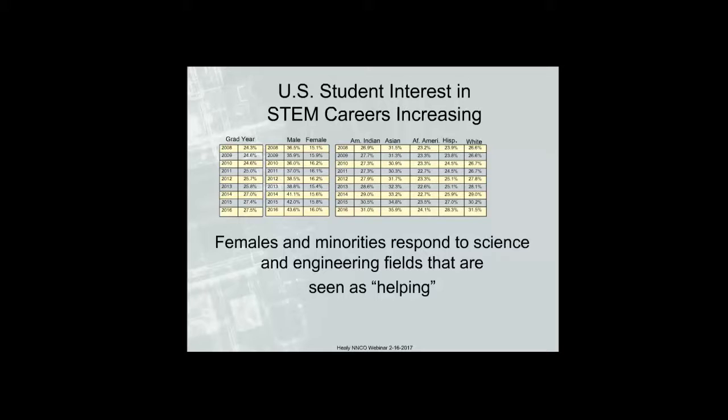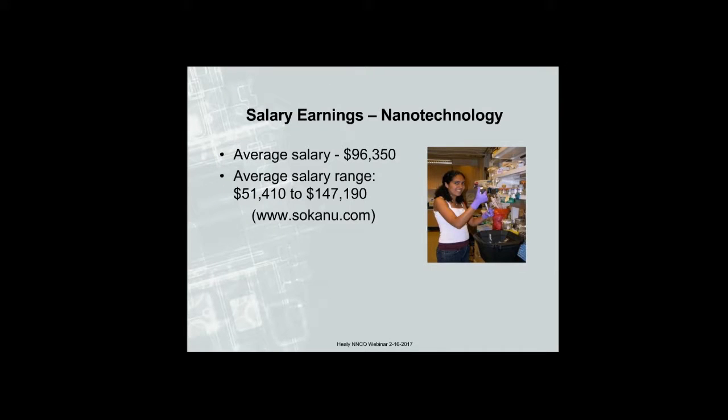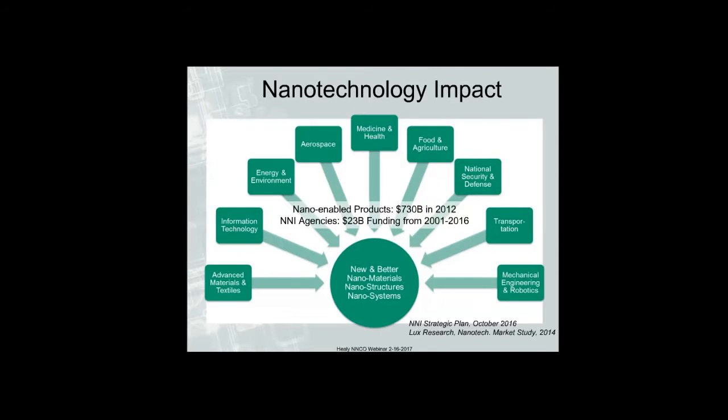But research has shown that females and minorities respond to science and engineering fields that are seen as helping. And that is where nanotechnology comes in, because we can show students real-world applications and how they can help consumers. Also, the salary earnings are really good. Typically, the average salary at this low end is for those that get associate degrees and work as technicians in a lab, and then I would say this is probably faculty.